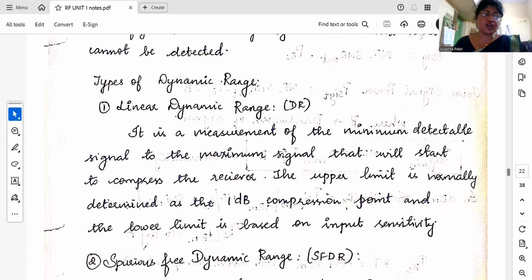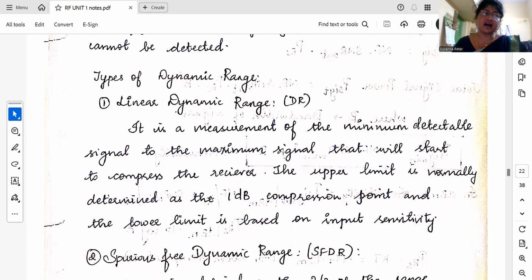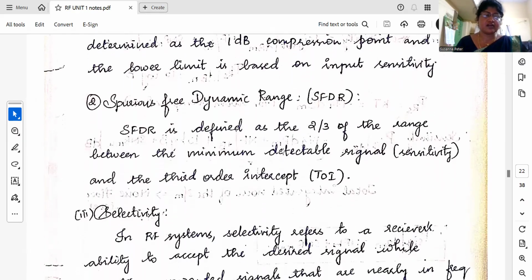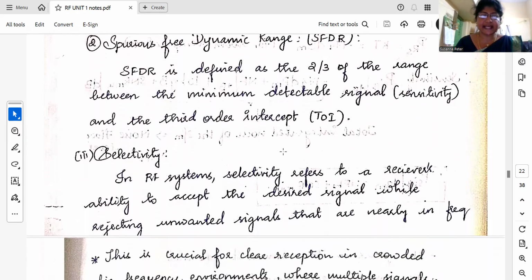So what do we conclude about dynamic range? Higher dynamic range means the RF system can detect very weak signals even when strong signals are present nearby. So it is crucial for performance in real world RF environments. That is our dynamic range. Next, let us move on to selectivity.